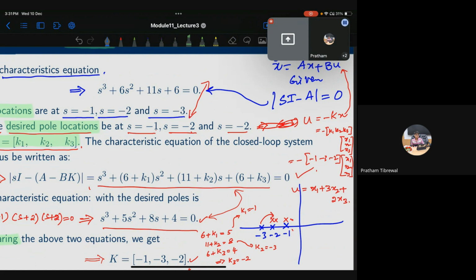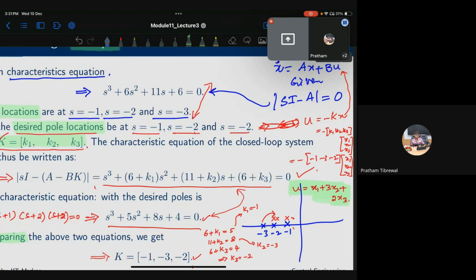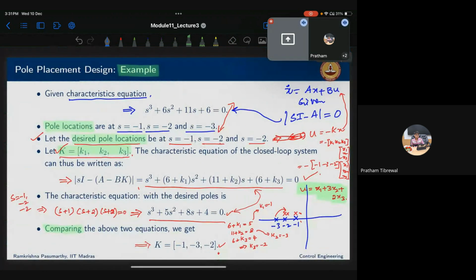So this control law, if you apply, your system will move from blue poles to the red poles. The order is three only, but with repeated poles: there are two poles at minus two. Yes, repeated poles. This is the basic technique of pole placement design.